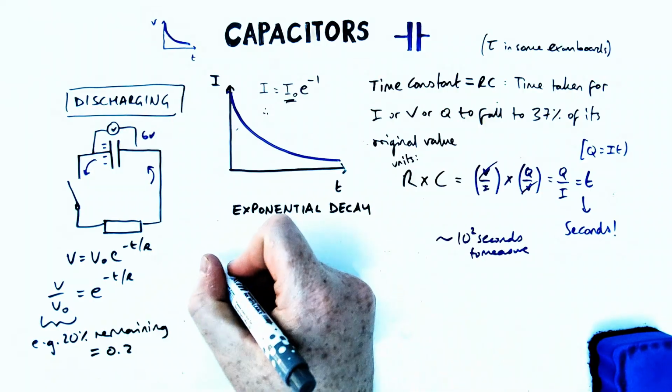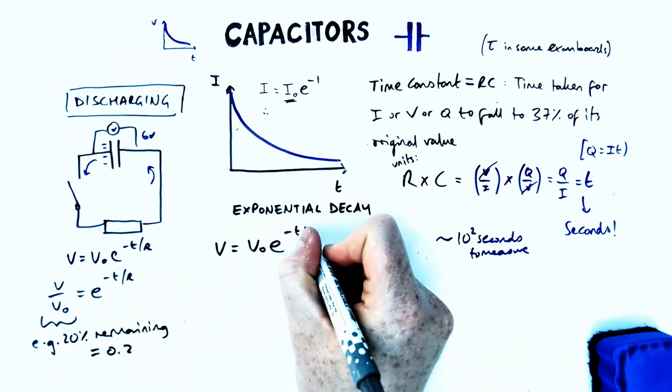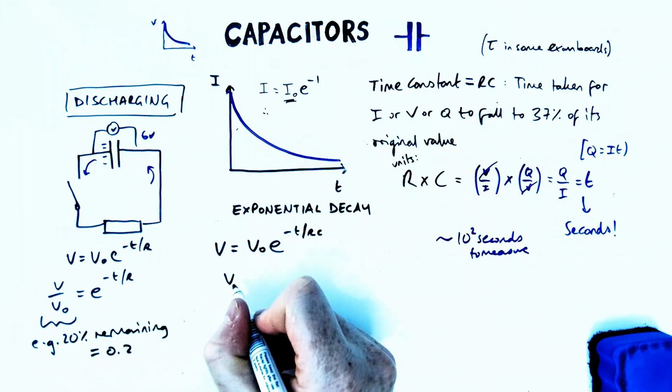That should have missed the C out there for some reason. And then that expression is 0.2. So you don't need to know both to be able to answer a question like that.